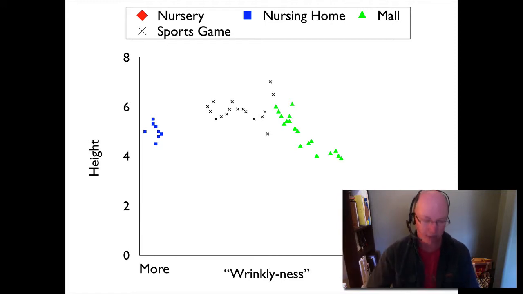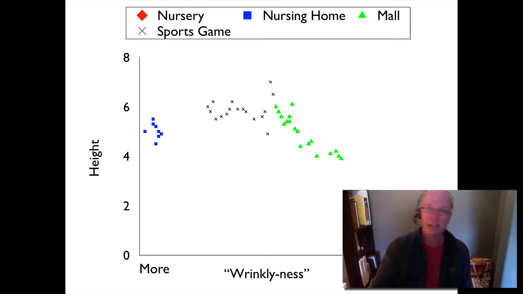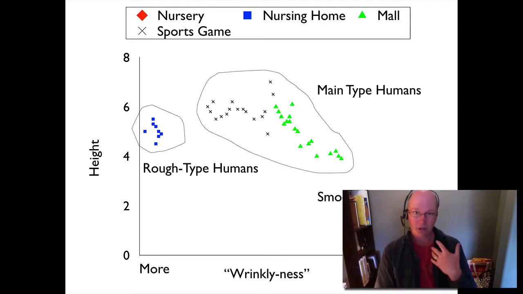I might have some outliers here where I have some folks who are really tall but not so wrinkly. Okay. So I've constructed this diagram based on two arbitrary properties that are easy to observe, that is clearly telling me something about the life cycle of human beings. And I can even start to classify them.